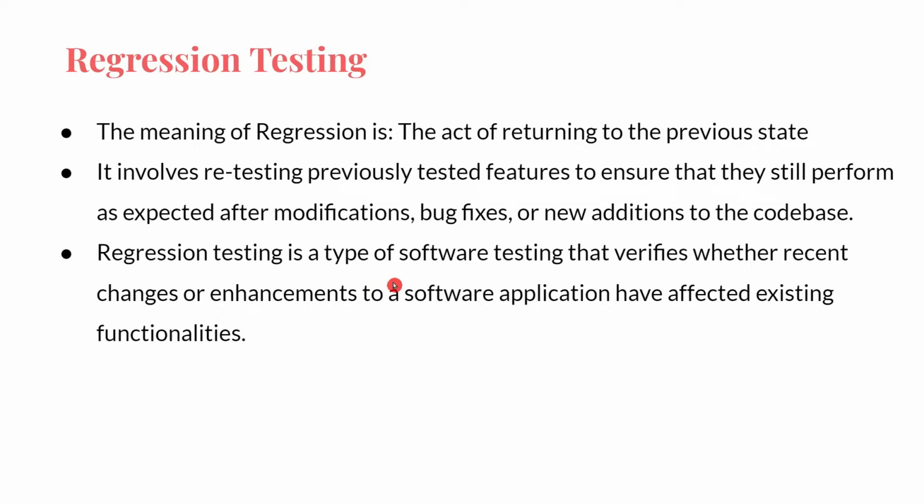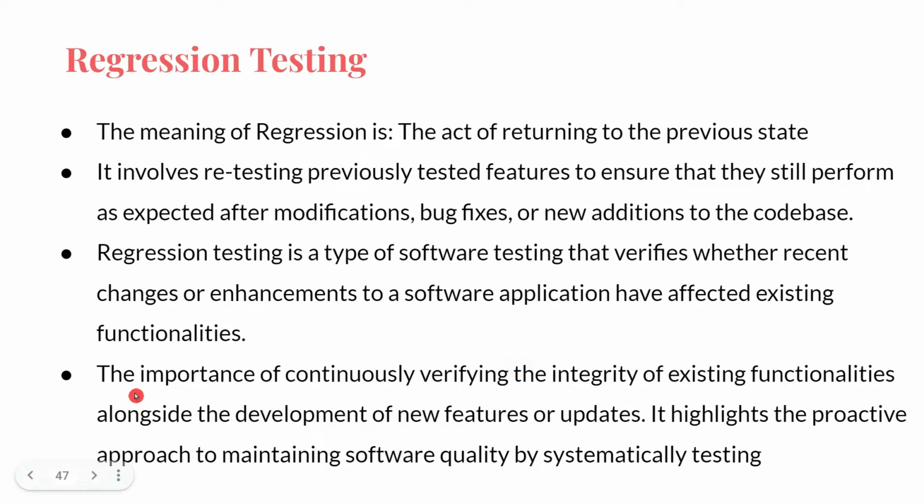Regression testing is a type of software testing that verifies whether recent changes or enhancements to a software application have affected existing functions. Any kind of enhancement, any kind of bug fixes that you have done in the application, has it stopped or affected the existing functionalities? You are going to check through regression testing. So regression means, remember, returning, doing the retesting after some kind of enhancements, bug fixes. That is called regression testing.